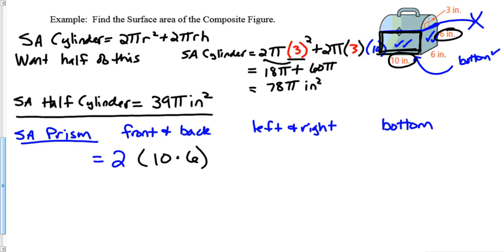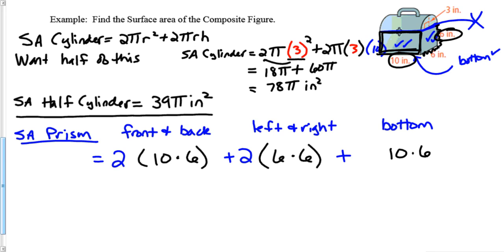Then I need to add in the left and the right. And again, I have 2 of those, and the dimensions for the left and the right are 6 by 6. So 6 by 6. Then I need to add in the bottom, and the bottom is 10 by 6.